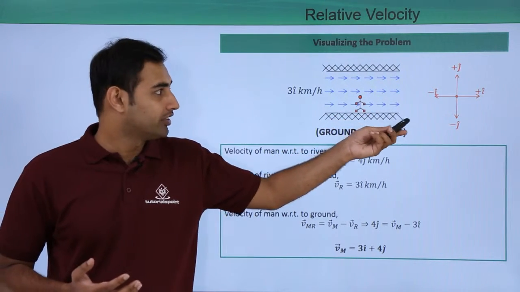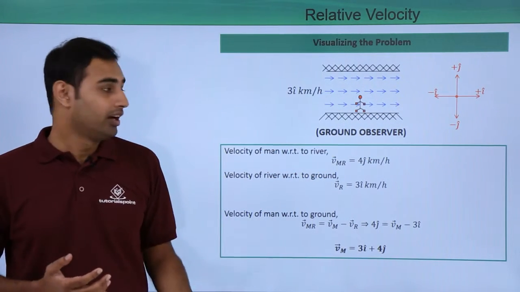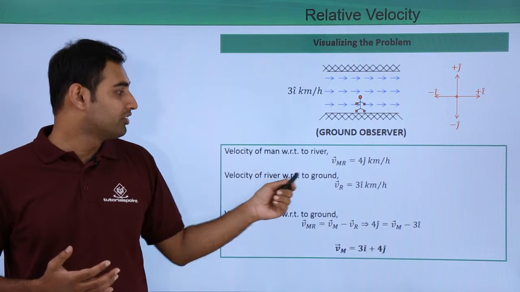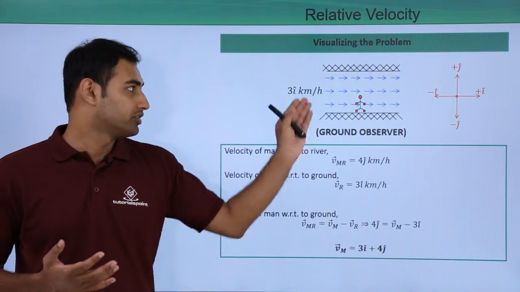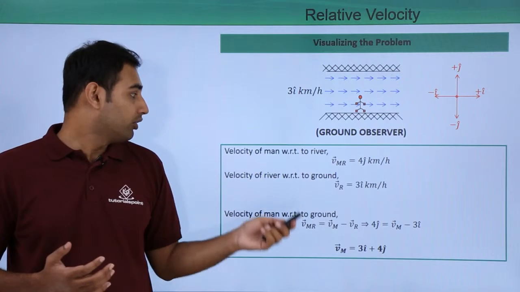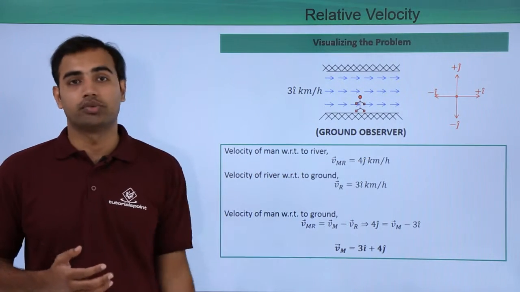The sign convention that we have chosen is a pretty standard one where this side is i cap and this side is j cap. In that case, the velocity of river with respect to ground will clearly be 3i kilometers per hour because the river is flowing in this direction. Now the velocity of man with respect to river will be 4j kilometers per hour.